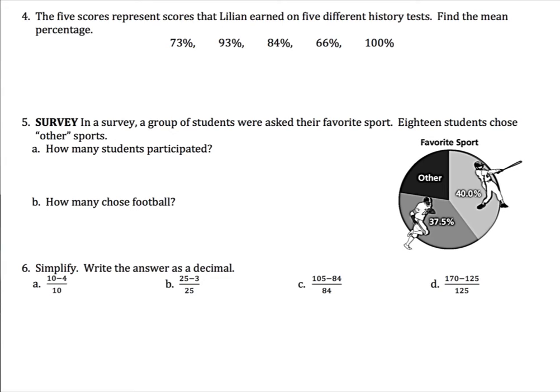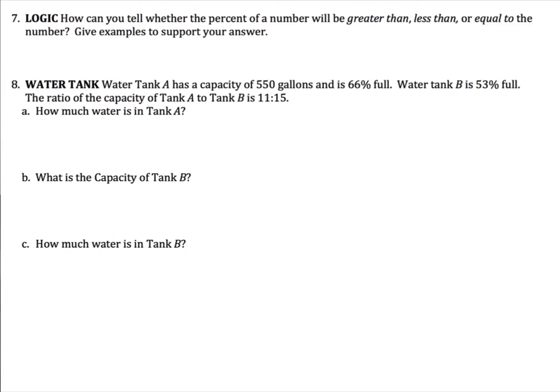You have to determine how many students participated and how many chose football. It did actually, 18 students chose other sports. So we know the number of this is 18. Find the percent and then you can use the percent to calculate how many students total. Number 6, you're going to simplify and answer as a decimal. Number 7 is a logic problem. Just read and think your way through it.